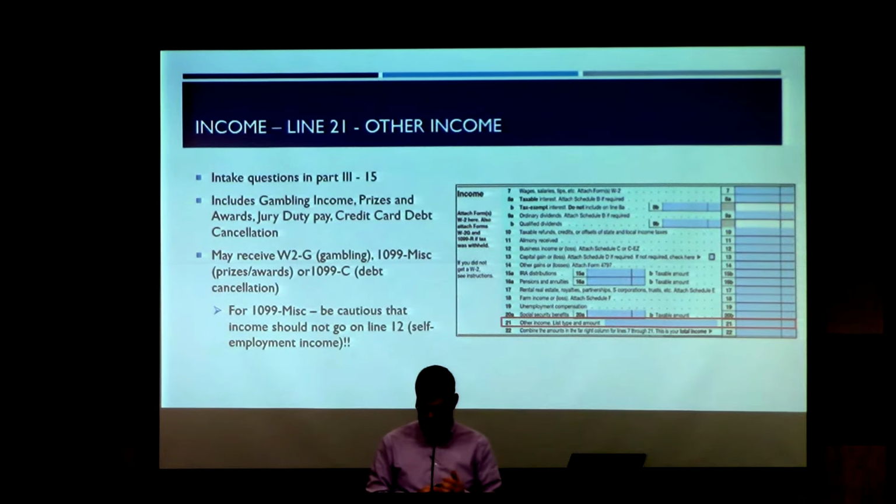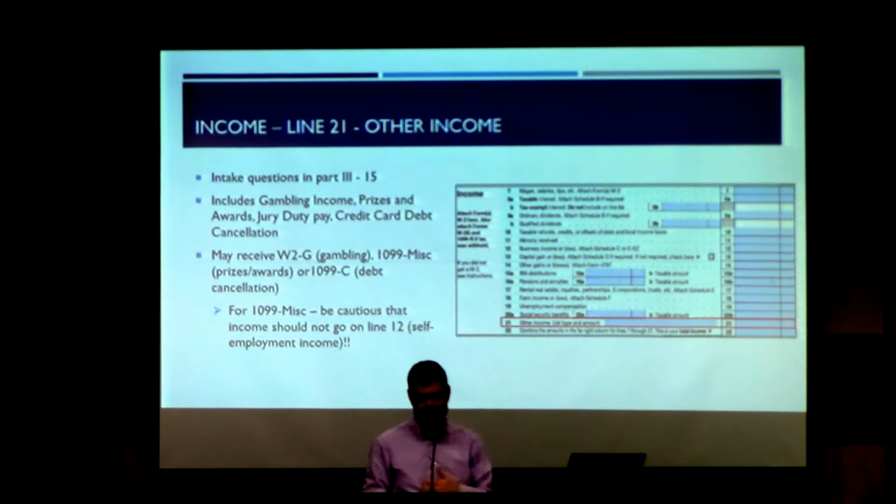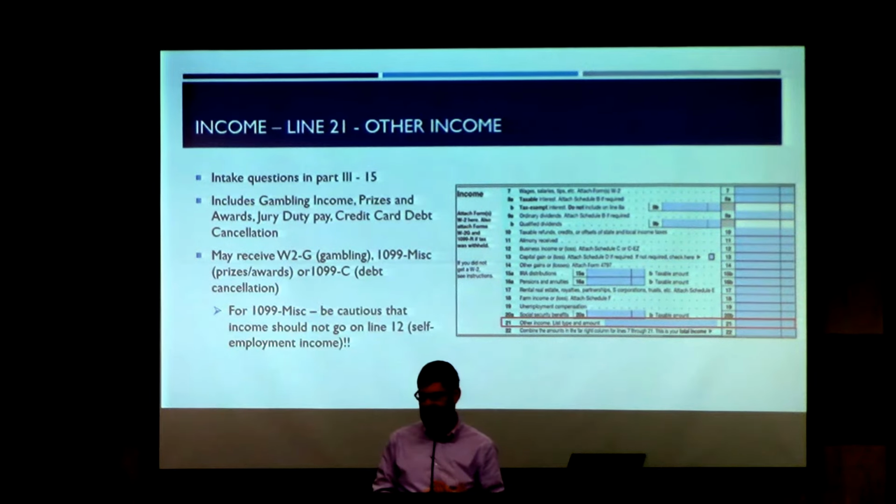So the last section that we have is line 21. Line 21 is other income, and this is really a catch-all. What goes on here is gambling income, prizes and awards, jury duty pay, and debt cancellation. Something that some folks try to do is put self-employment down here on line 21. So let's say somebody has $600 of cash income. Oh, we'll just throw it on line 21 and they're paying tax on it. The issue with that is that will not trigger self-employment tax. So again, then you're not paying the taxes on it that you need to. So cash income and self-employment may not go on line 21.